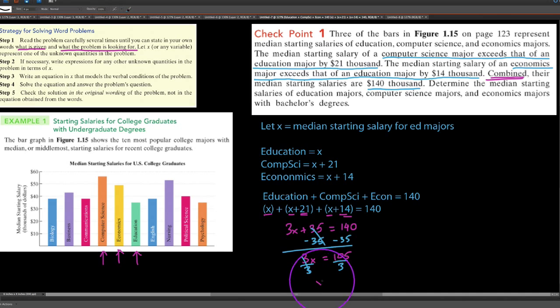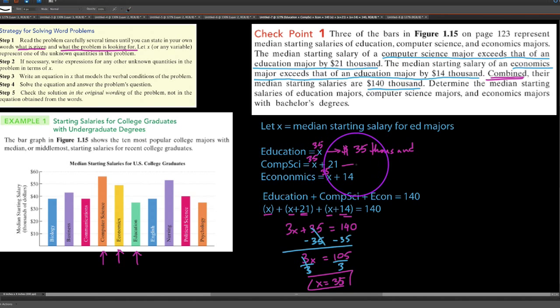I think that is 35. Okay. So what we were able to determine is that education majors make $35,000 a year. 35,000. Okay, now that we know x, we can actually substitute that back in for any x up here, where we've just done this with x here. We could do it for now our comp sci and also our economics.